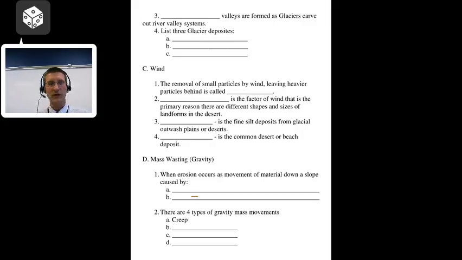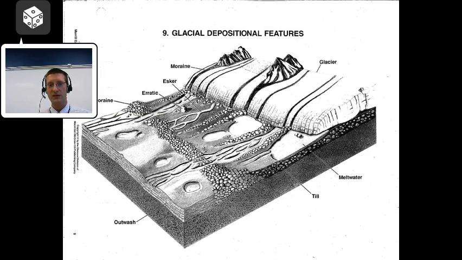Letter B, another one is earthquakes. You know, when the earth quakes or shakes, not only does that loosen up rock, but then gravity has a chance to pull down on it. There are 4 types of gravity mass movements. Kind of had the first one written in there. It's called creep. And let me show you the other ones on the last picture.